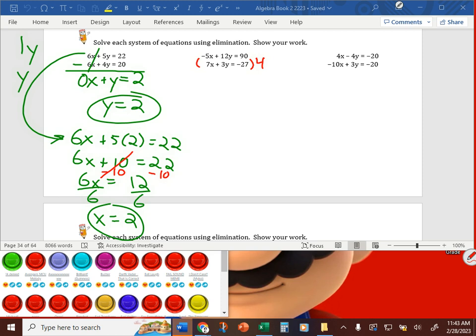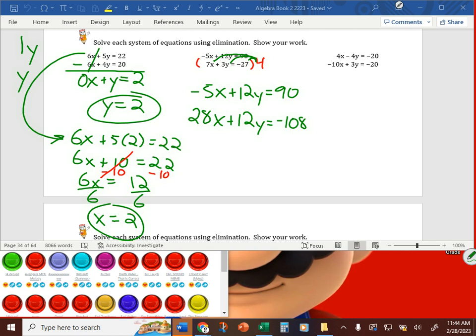Okay? Because 3 times 4 equals 12, we're going to multiply the bottom equation by 4, which means our top equation doesn't change. It's still negative 5x plus 12y equals 90. In our bottom equation, everything gets multiplied by 4. The 7x will become a 28x. The 3y becomes a 12y, which is what we wanted, right? We match up those coefficients. That was the goal here. And then our negative 27 times 4 is a negative 108. Okay?